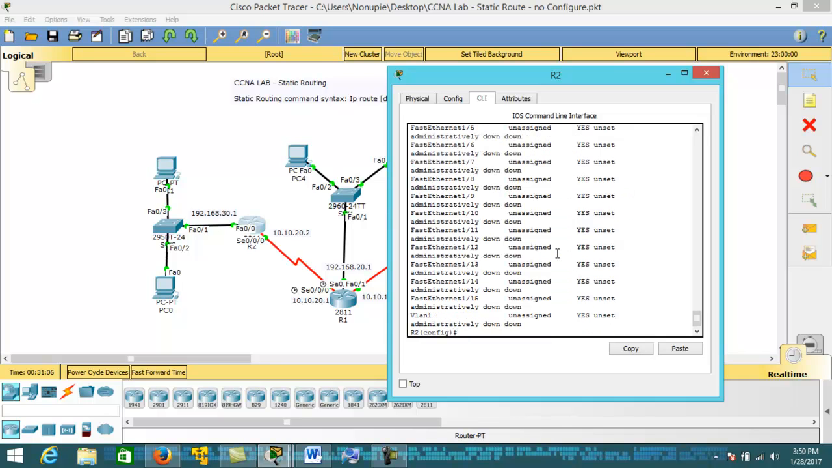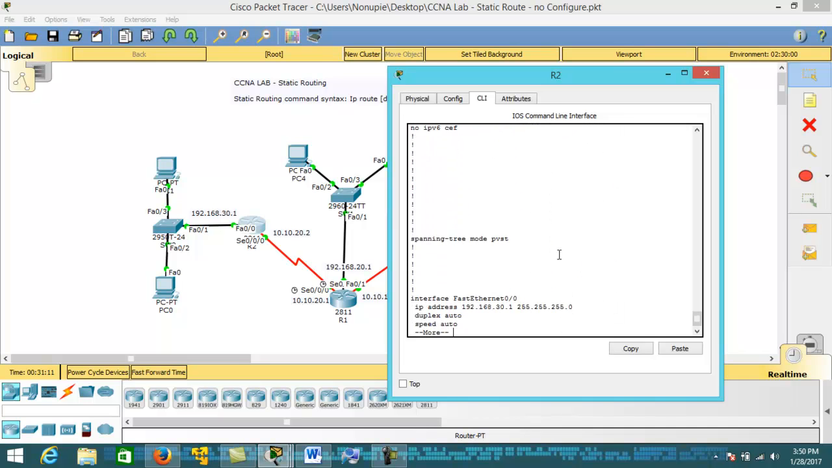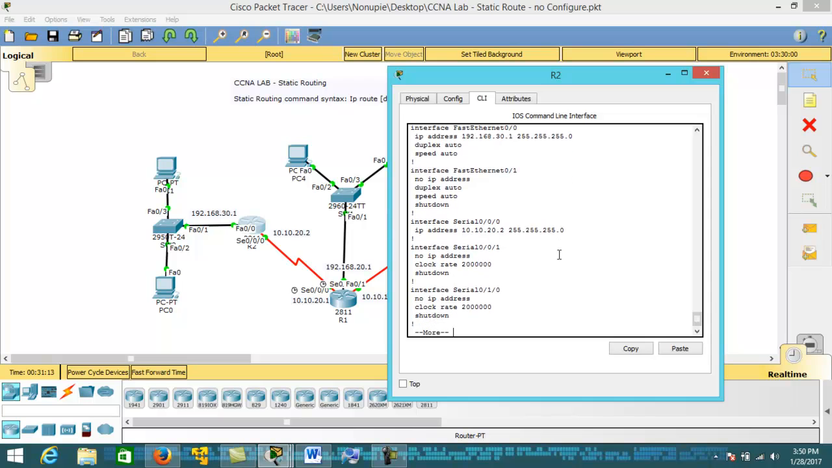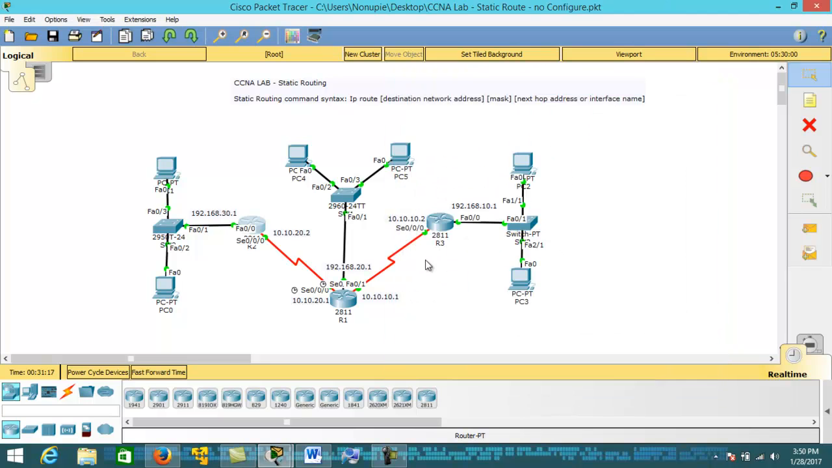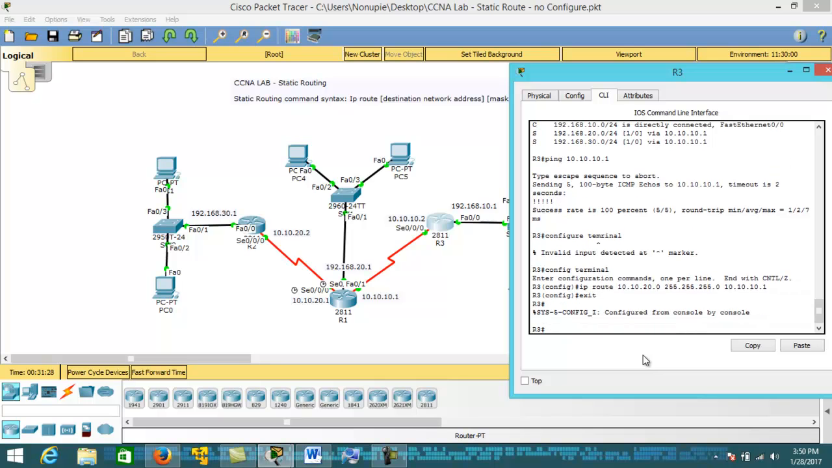Okay, do show config. I have mentioned the class C address only. So where I was, the subnet mask, that is 255.255.255.0, and then the next hop, that will be 10.10.10.1. Alright, so hit exit.